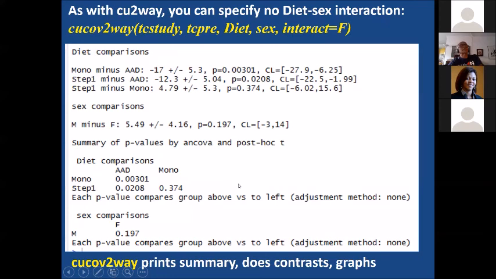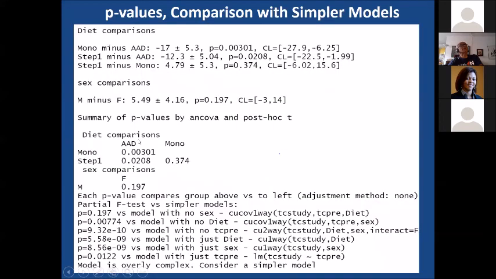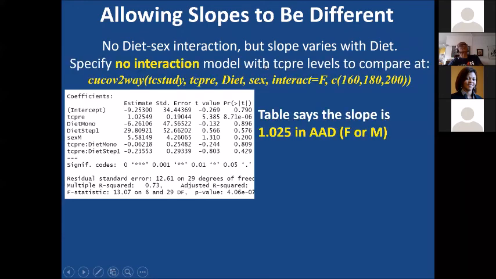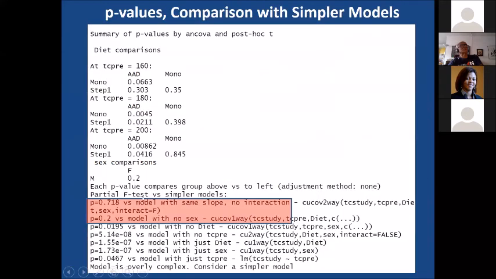And I'm going to just skim through these. As with two-way, you can specify no diet-sex interaction. And so there are parallel lines, and the comparisons are simpler. However, it is not an improvement over a simpler model. And you can also have slopes varying without interaction, and you get some output, and that too doesn't improve over a simpler model.